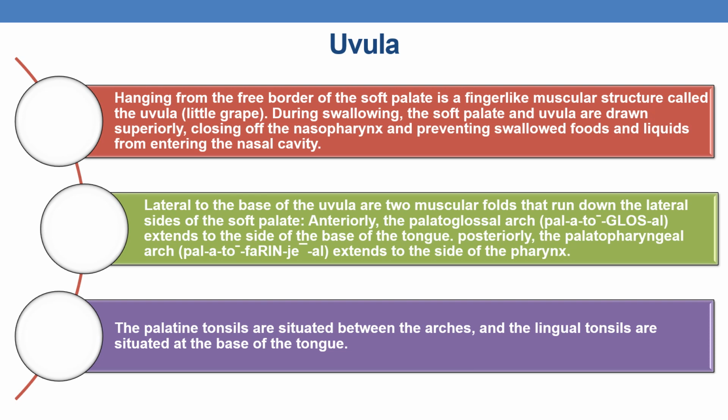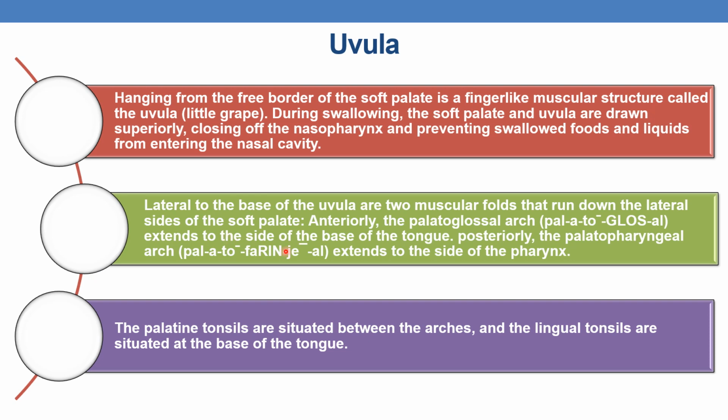During swallowing, the soft palate and uvula are drawn superiorly, closing off the nasopharynx and preventing the swallowed food from entering the nasal cavity. So, which part is responsible for preventing the food from entering the nasal cavity? It is uvula.